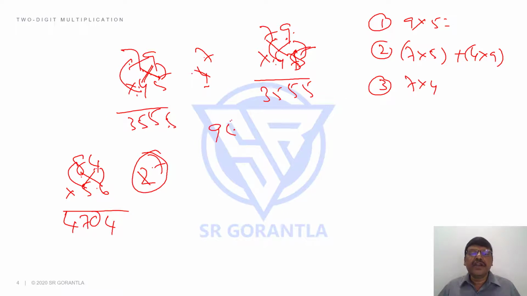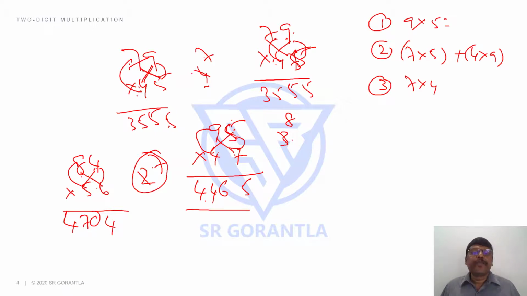Let me take one more. 94 into 57, yeah. What is the first step? 7 into 5, 35. 5 here, 3 carried. What is the second step, students? 9 into 7, 63. 5 into 4, 20. 63 plus 20, 83. 83 plus 3, 86. Third step, students, 4 into 9, 36 plus 8, 44.